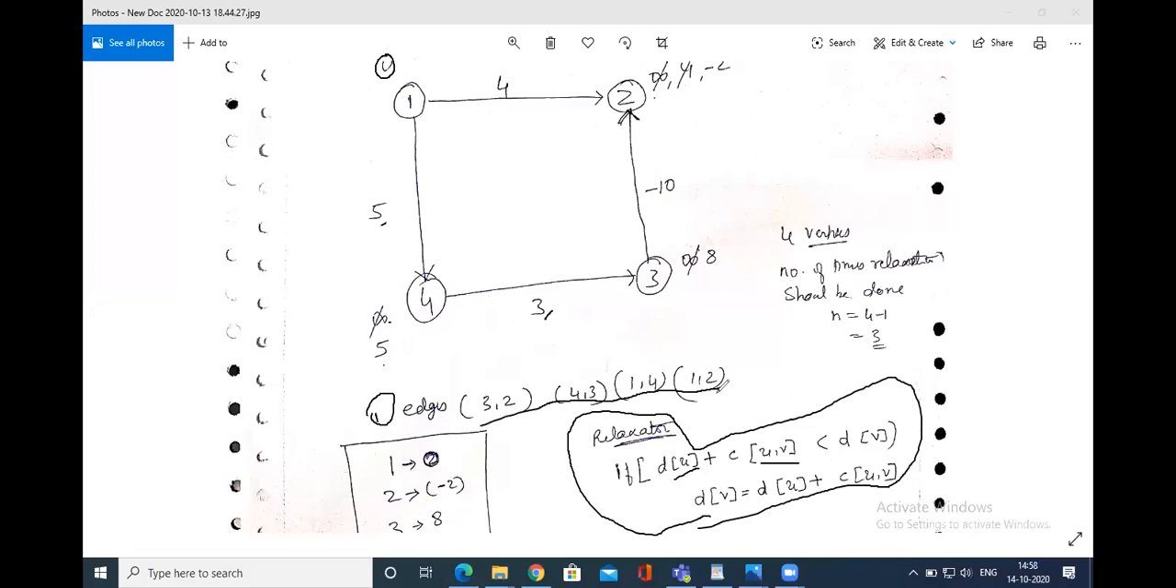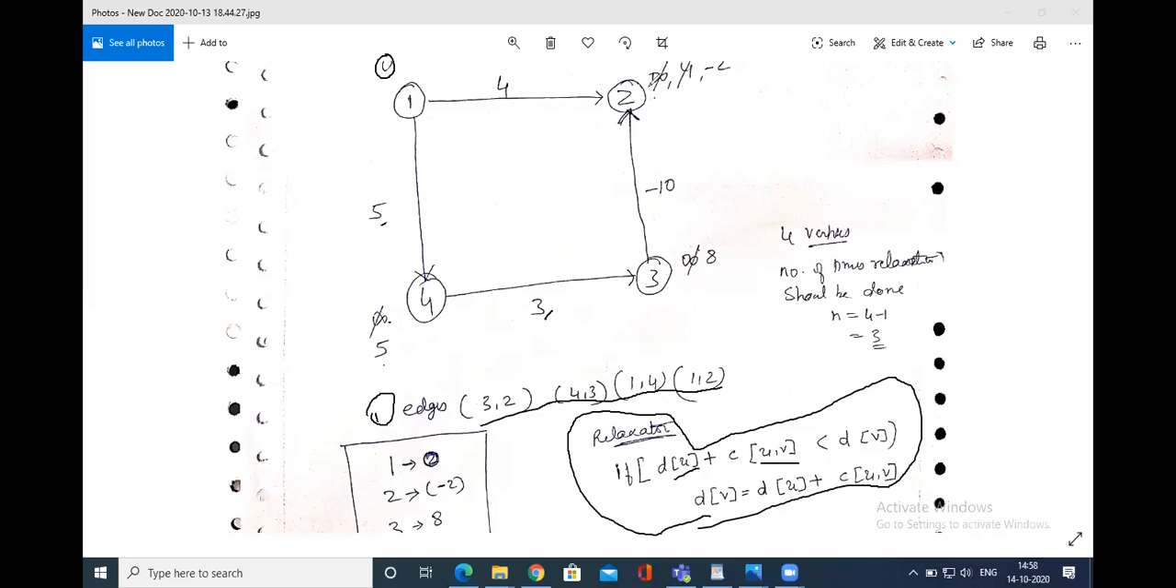All the 4 edges have to be relaxed n minus 1 times. So let me go with the first iteration. The same thing that we are going to do in the program. First time relaxation with respect to this edge list. We have 3, 2, in between 3 and 2. So what is the cost at u? It is infinity. To begin with, we have infinity.